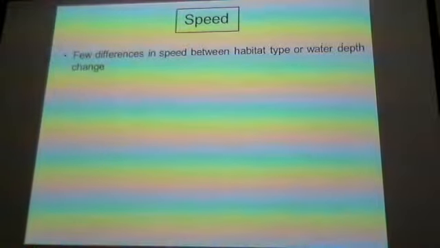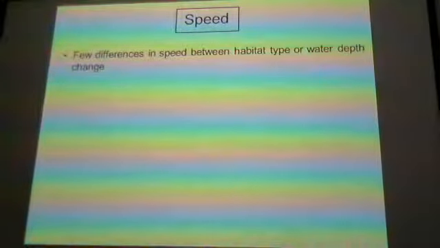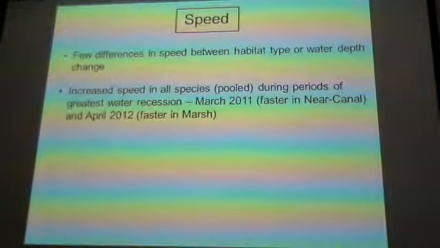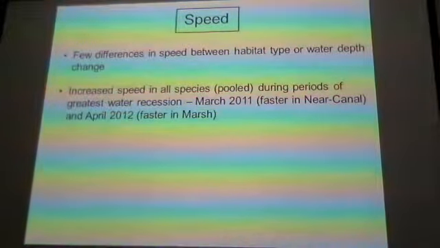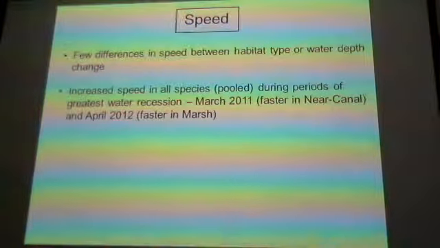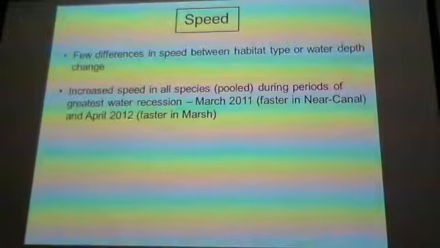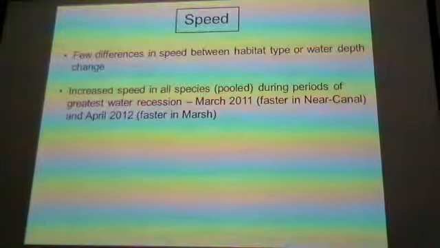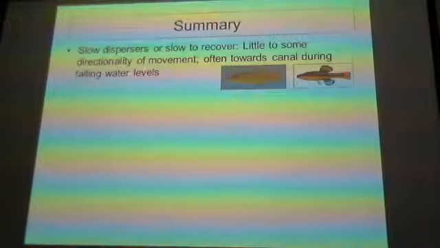I didn't talk much about speed, mostly because there are very few significant differences in speed between habitat type or water depth change. Though it is important to note that speed was significantly greater during the periods of greatest drawdown, which would have been March and April of 2011 and 2012, and that's when water levels are dropping really fast. And at that point, especially in 2011, if things weren't leaving the marsh, they were going to die. So again, that fits nicely with our hypotheses.